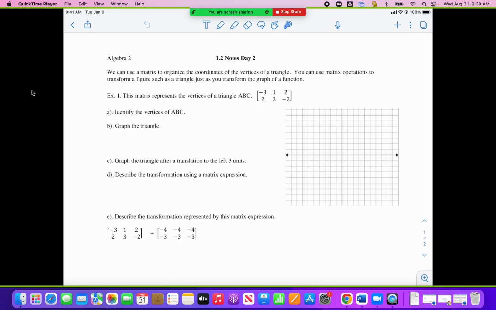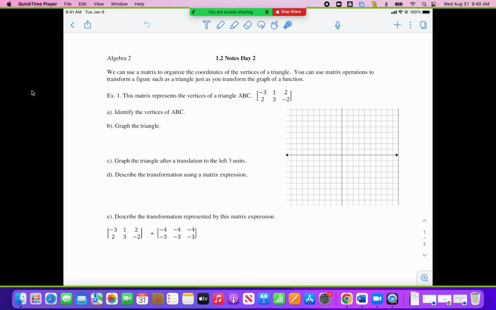All right. So we can use a matrix to organize the vertices of a triangle, the coordinates. And we did this earlier, I think it was on Monday. You can use matrix operations to transform figures such as a triangle, just as you transform the graph of a function. So this matrix represents the vertices of triangle ABC.